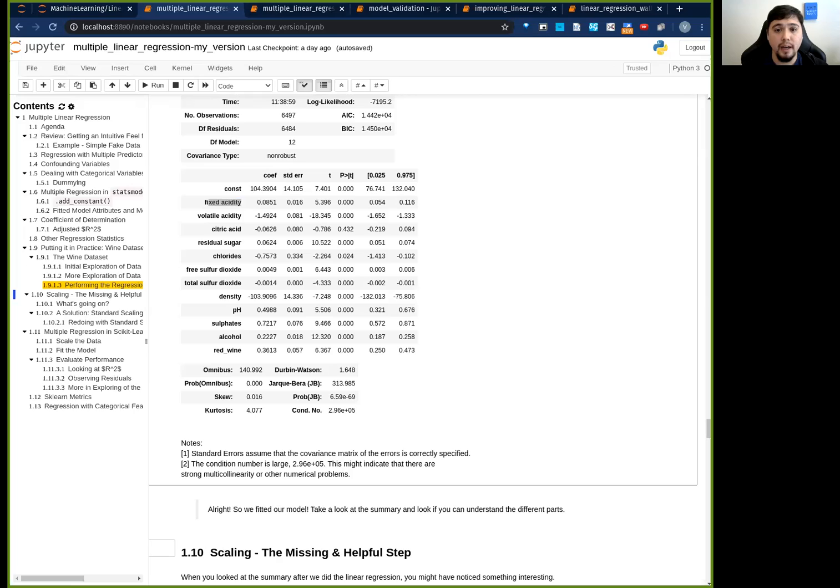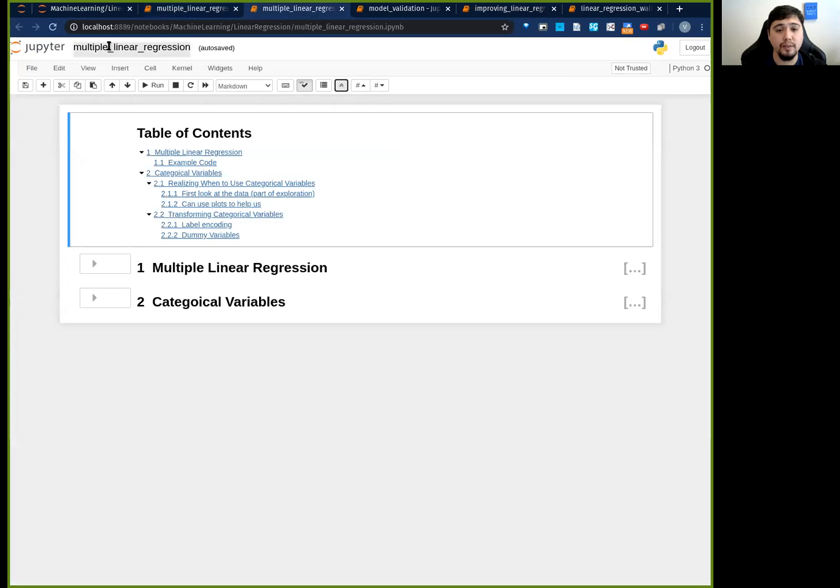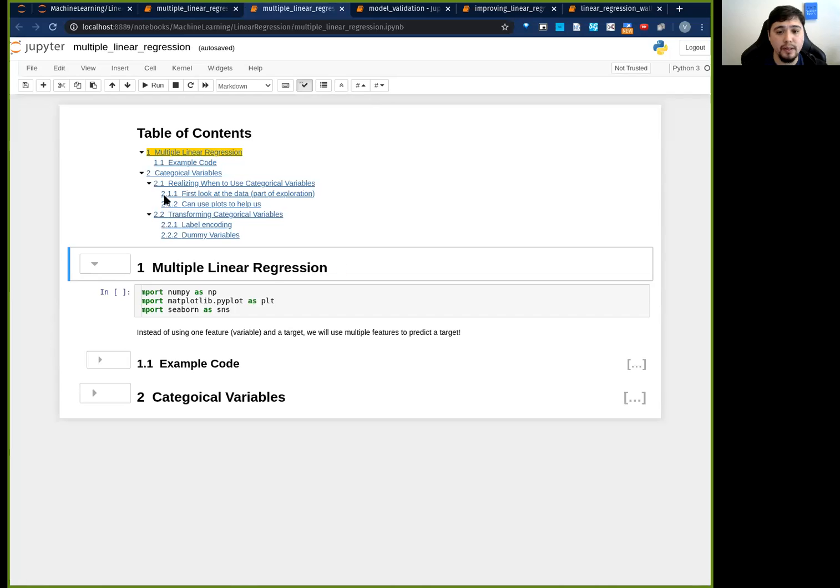Okay, cool. All right, so maybe we'll come back to this notebook. I'm going to go back to one of our notebooks here, multiple linear regression. This is a new one that we haven't talked about, and especially when we talk about multiple linear regression, there are a lot of extra ways we can tweak our features.